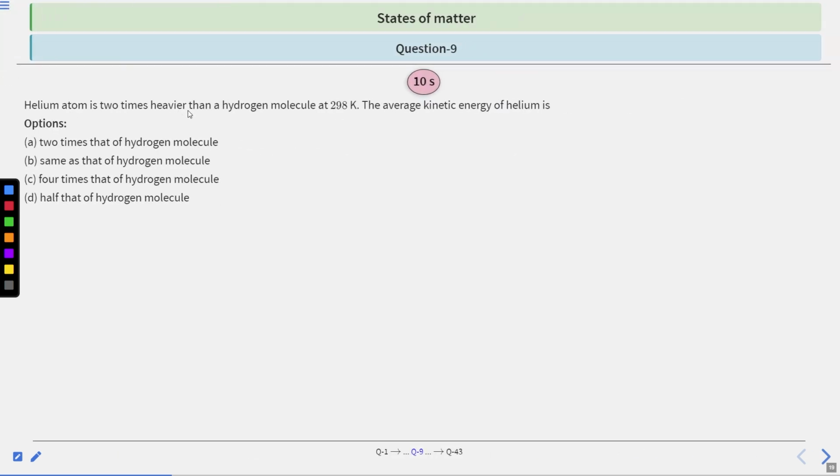Helium atom is 2 times heavier than the hydrogen molecule at 298 Kelvin. The average kinetic energy of helium is: options are 2 times that of hydrogen molecule, same as that of hydrogen molecule, 4 times that of hydrogen molecule, and half that of hydrogen molecule. You have 10 seconds to solve this question. After that, we will see the answer.